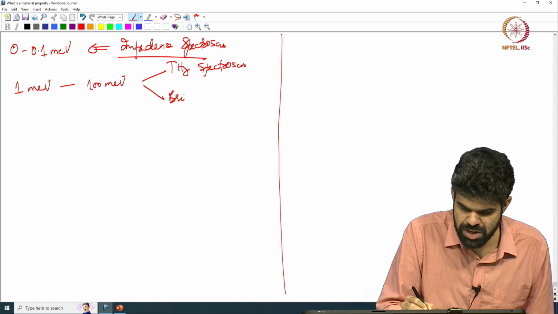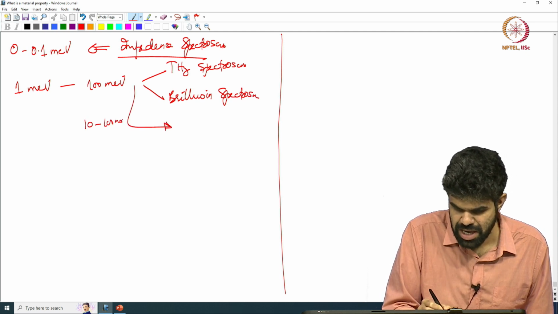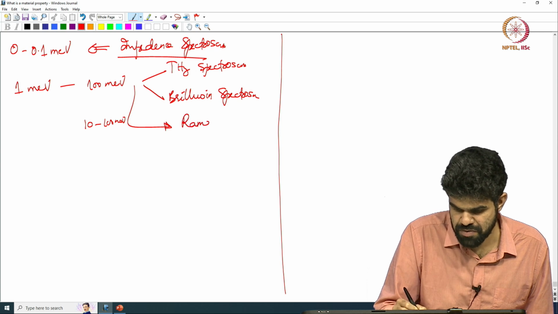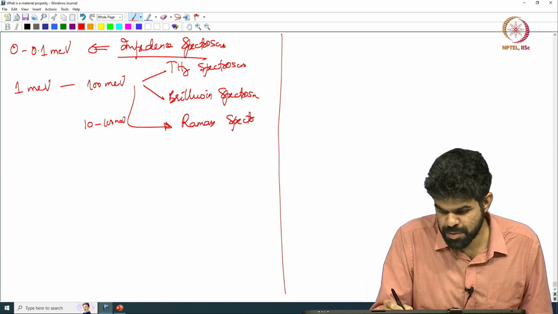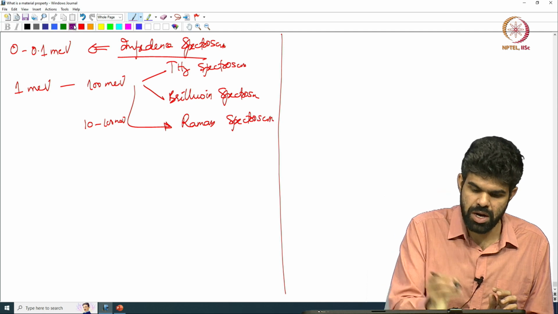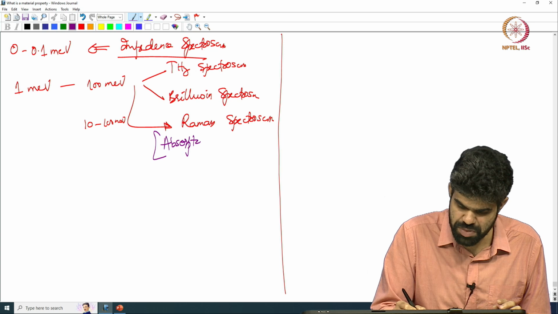the Brillouin spectroscopy, and so if I look at 10 to 100 MeV, that is like Raman spectroscopy. So, where you are actually looking at the phonon modes of the material, right. And Raman spectroscopy, so this is one of the absorption spectroscopy techniques.